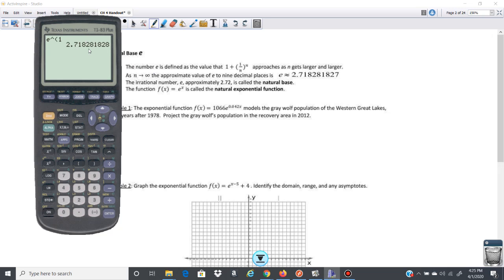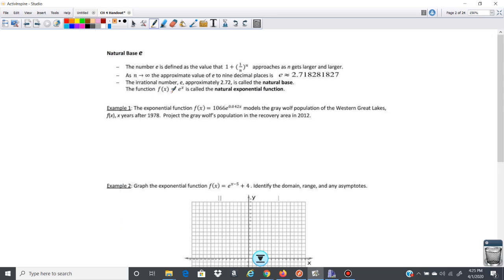So e is a number just like pi. So it's very similar to pi. It's an irrational number, and we call it natural base e. Okay, so the natural base e is a natural exponential function. It's used sometimes in science when we're doing things like carbon dating and population functions. And then it can also be used in some financial calculations.